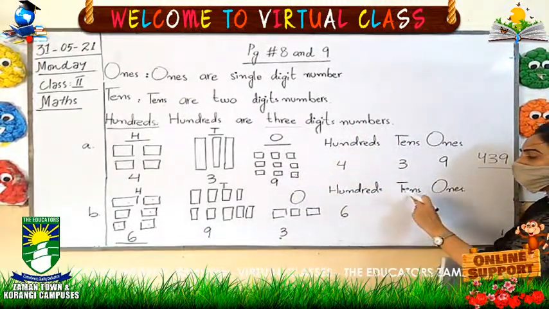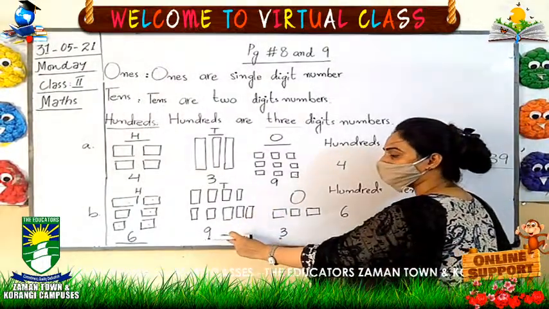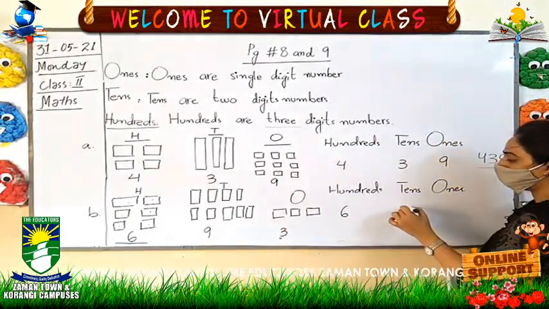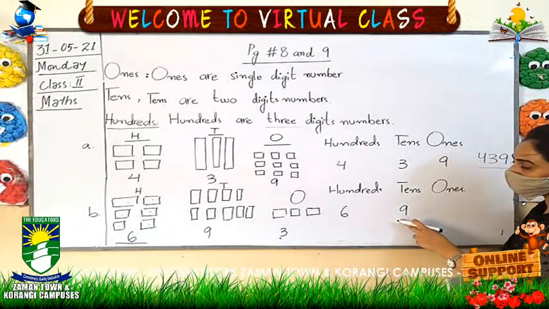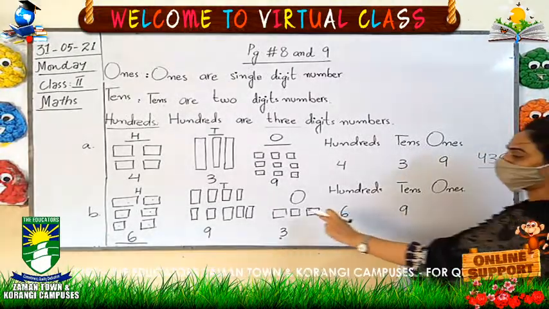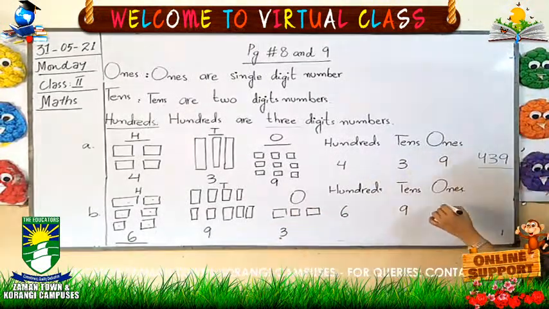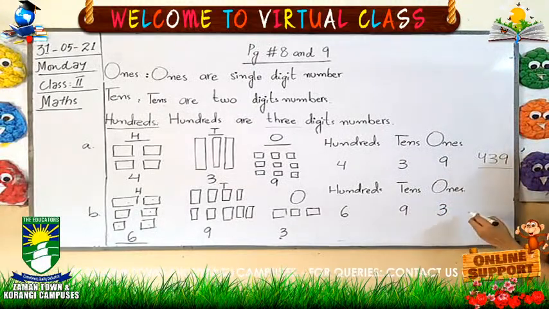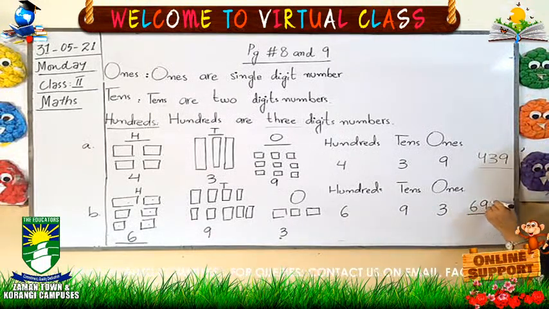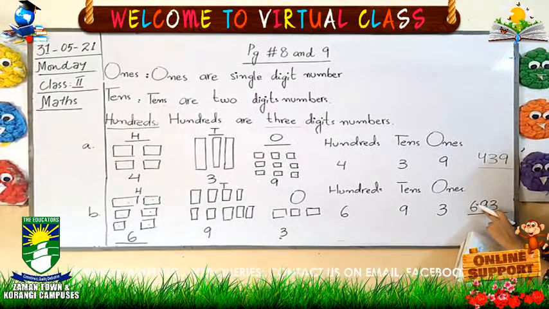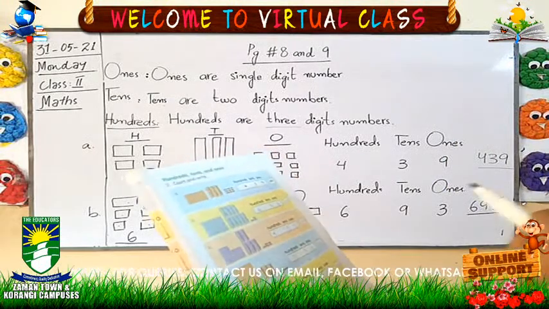Now, tens. As you know, we have counted. What is the value of tens? 9. So write here in the tens column. Write 9 here. In the last, ones. 1, 2, 3. 3 is there. So, what is the answer? 6, 9, 3. It's very simple.